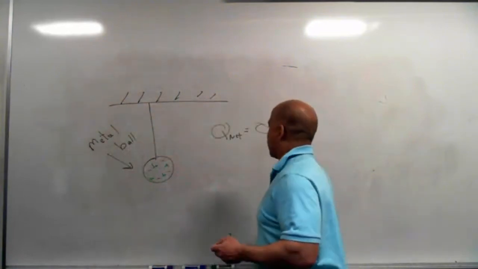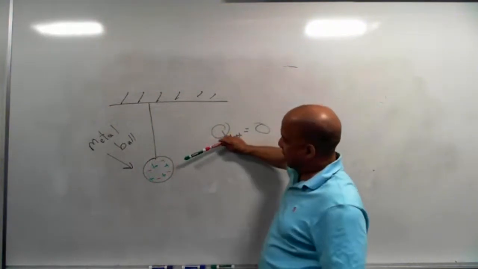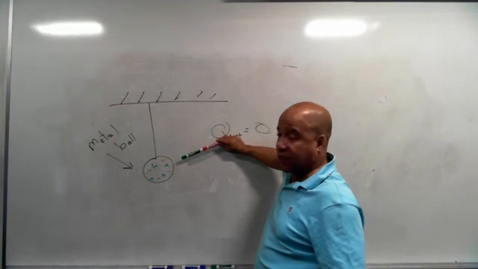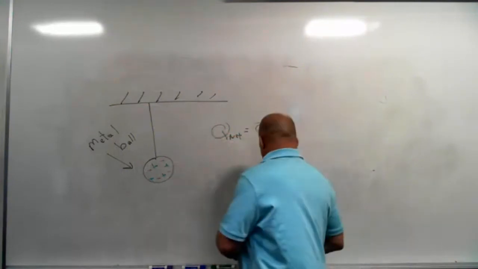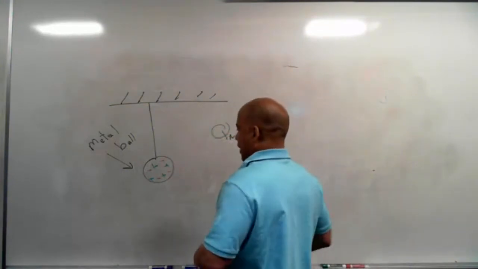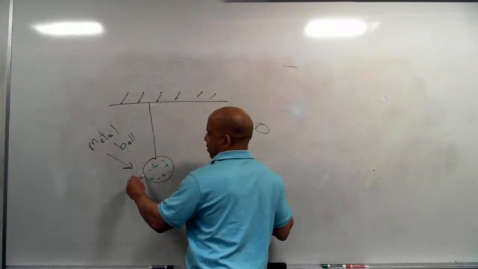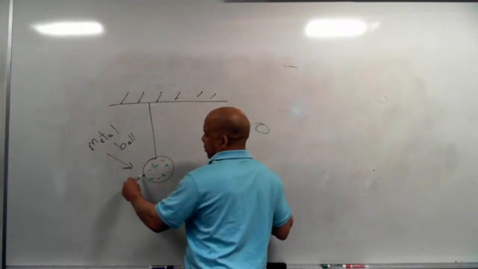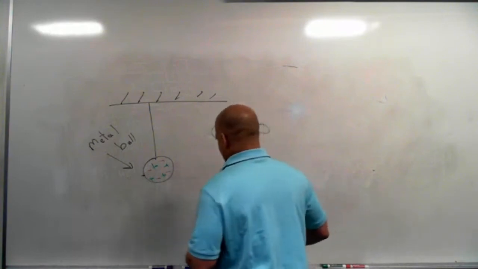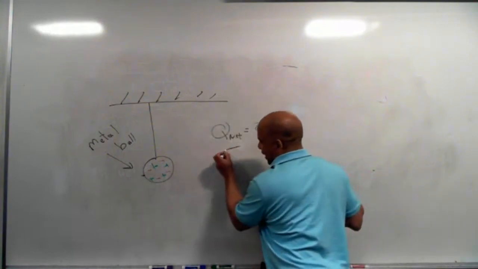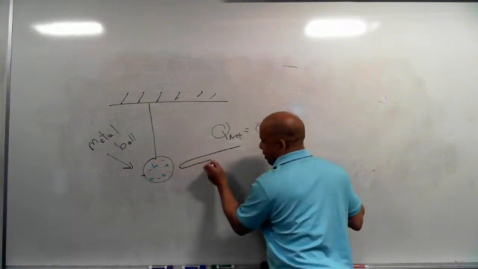And once I charge the glass rod, I'm going to put the glass rod near the sphere. I'm not going to touch it. I'm just going to put it near the sphere. But before I do that, I'm going to attach a wire to this ball. Well, actually, let me do this first. This will make more sense. I'm going to take the glass rod and put it right here.